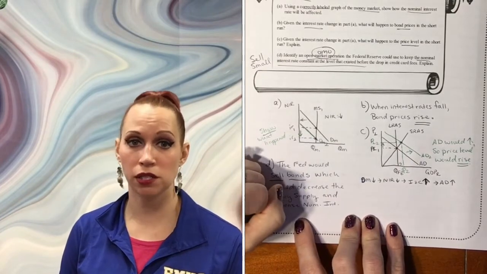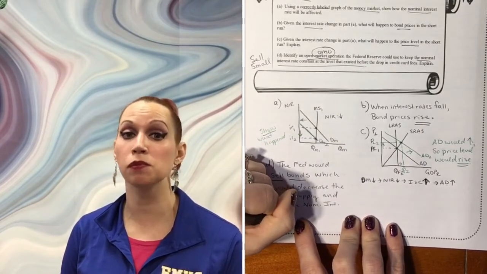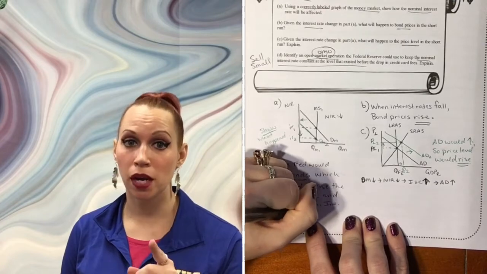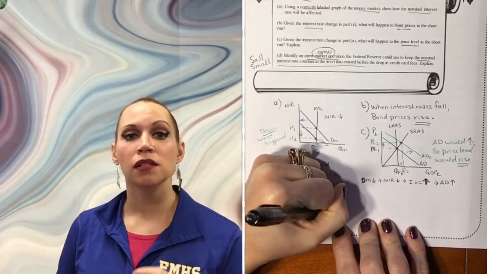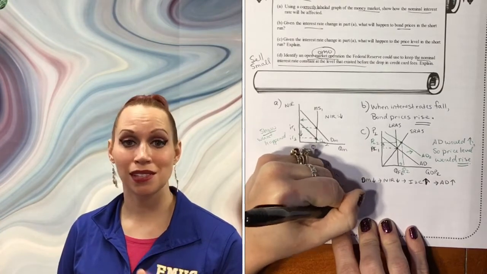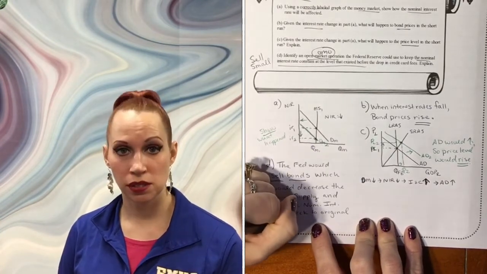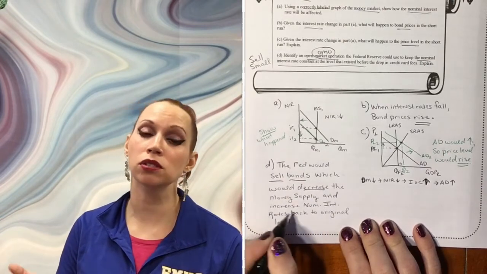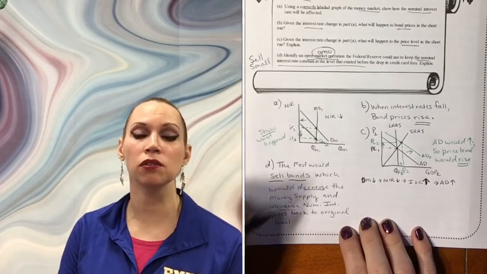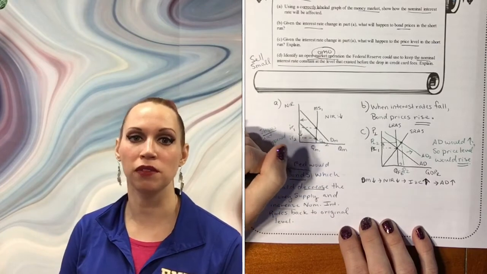Please make sure your answer includes something with bonds because it specifically mentioned open market operations. So your answer has to include either buying or selling bonds. The Federal Reserve is going to sell bonds, which would decrease the money supply, which would help to restore nominal interest rates back to their original level before money demand fell.